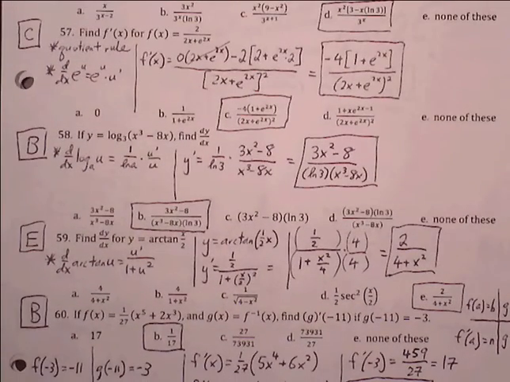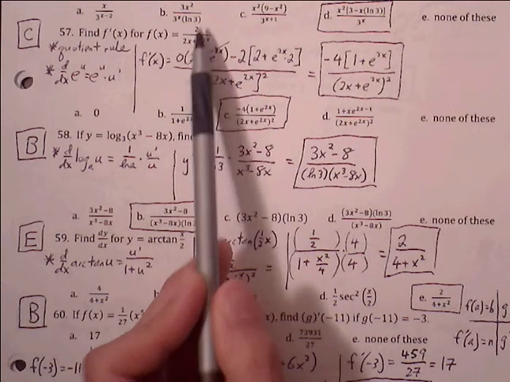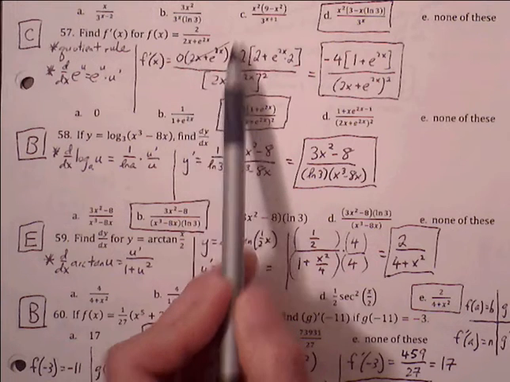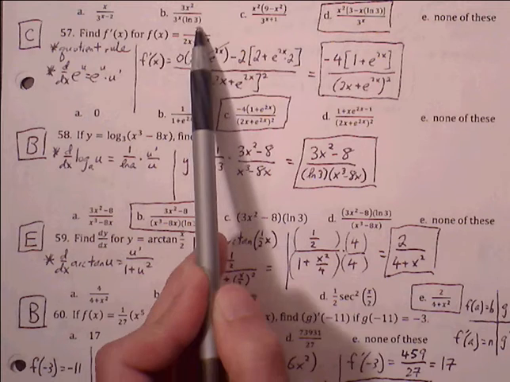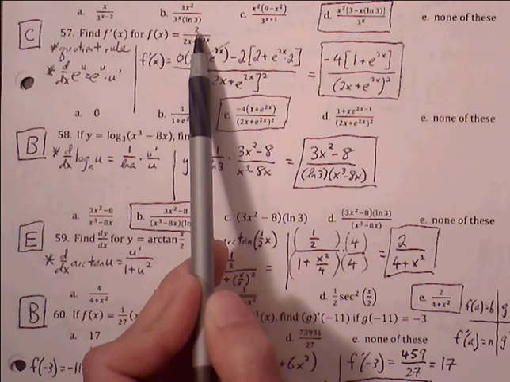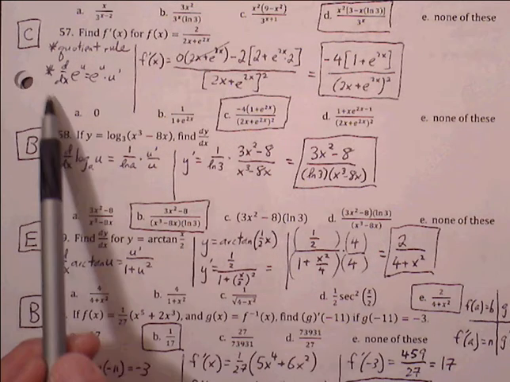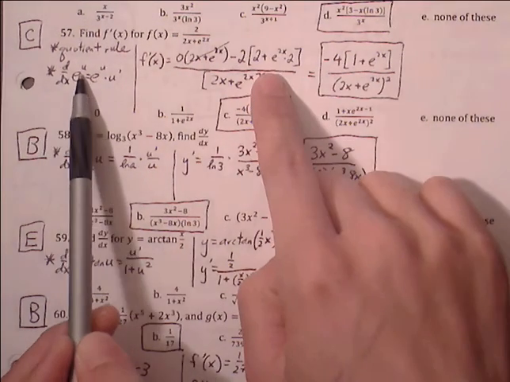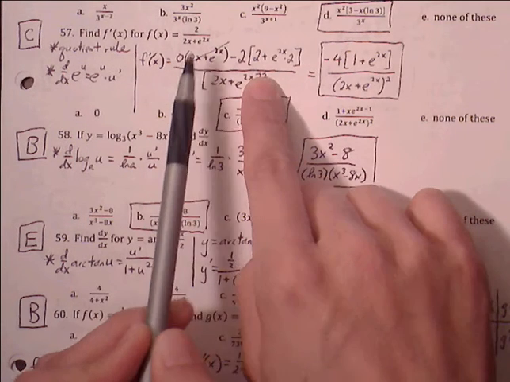57, find f prime for f of x equals 2 over 2x plus e to the 2x. We have numerator and denominator. I guess we could bring this up and go through chain rule, but this is a pretty complex term, so I'm going to leave it in quotient rule form. Now, 2x is just power rule, but e to the 2x, just to help recall, the rule for e to the u is e to the u times u prime. So let's go through quotient rule.